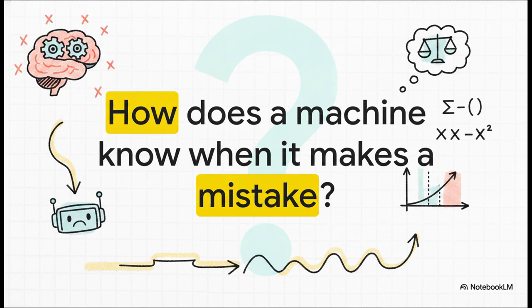So set the stage for a second and think about this. How does a machine even know when it's made a mistake? An algorithm doesn't have intuition, right? It doesn't feel a sense of embarrassment when it messes up a prediction. For an algorithm to actually learn from being wrong, it needs a highly specific mathematical set of instructions that quantifies exactly how incorrect it was.